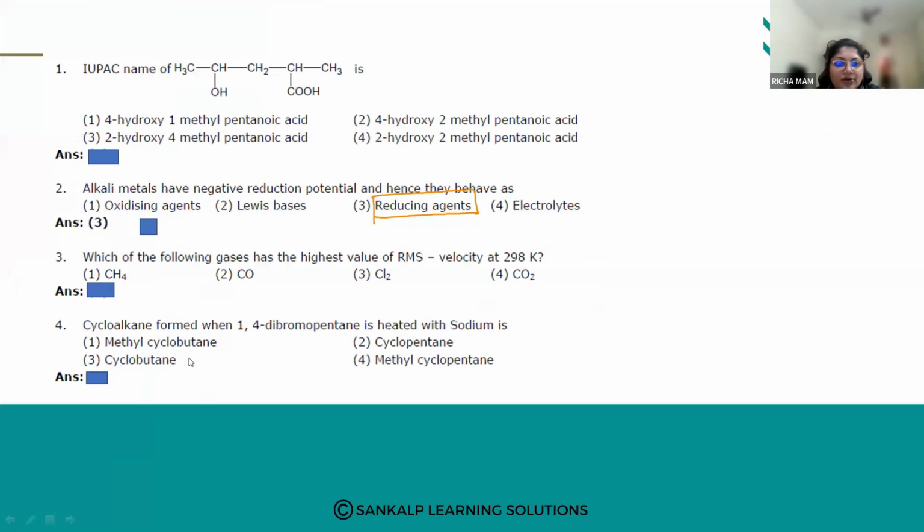Cycloalkane formed when 1,4-dibromopentane is heated with sodium is. First one, methyl cyclobutane. Second one, cyclopentane. Third one, cyclobutane. And fourth one is methyl cyclopentane.